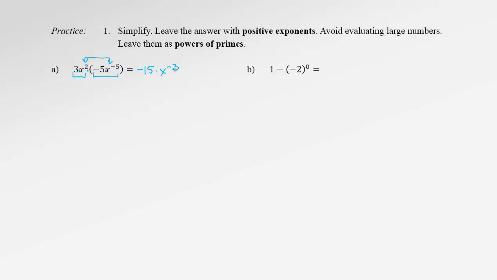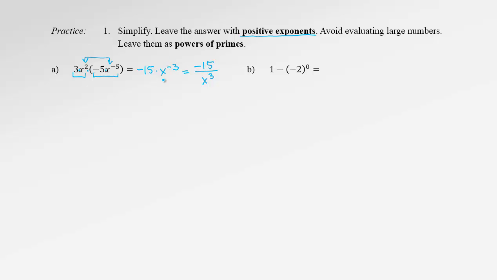So it's negative 3. Since we're supposed to leave the answer with positive exponents, let's bring this x to the denominator and make the exponent positive. So negative 15 stays in the numerator. Only x will go to the denominator with exponent positive 3.